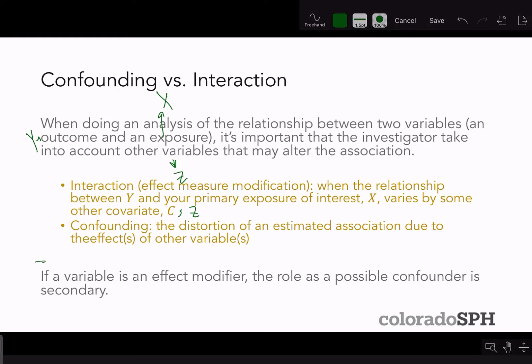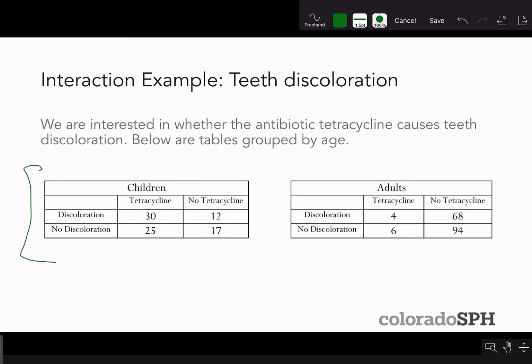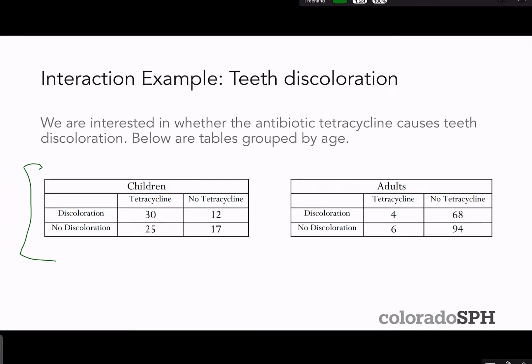Generally speaking, if a variable is an effect modifier, then we consider that effect modification first, and its role as a potential confounder is secondary. So we're going to look at an example of interaction with this teeth discoloration data. We're interested in whether the antibiotic called tetracycline causes teeth discoloration, and we have data that is grouped by age, where we have data for children and for adults.